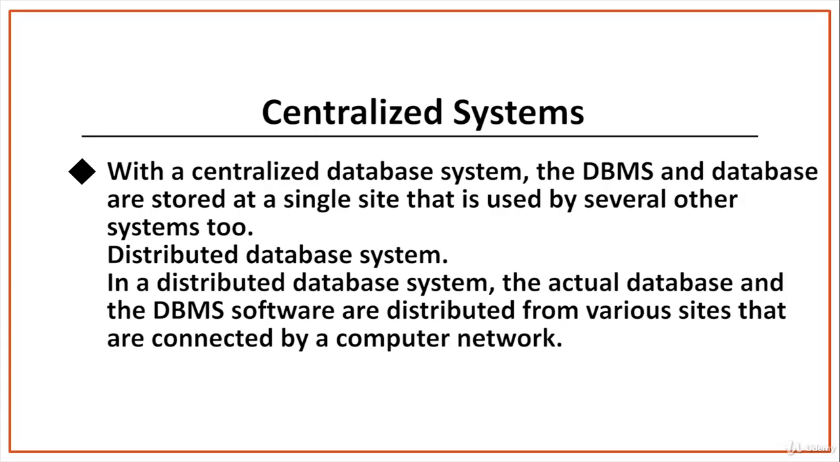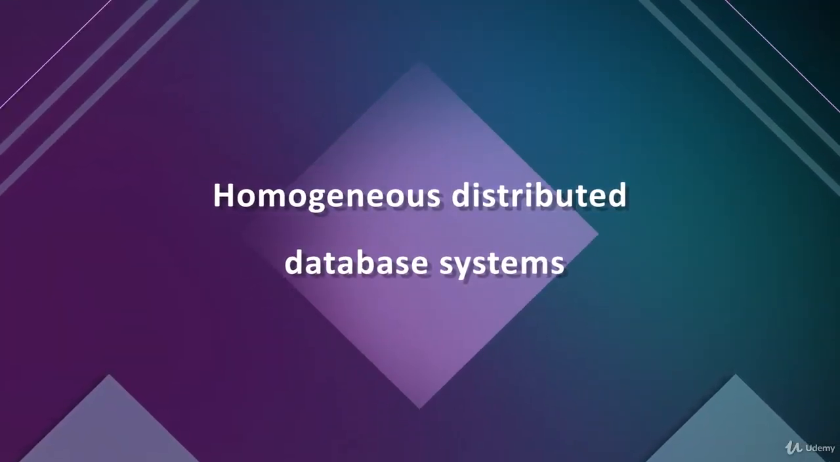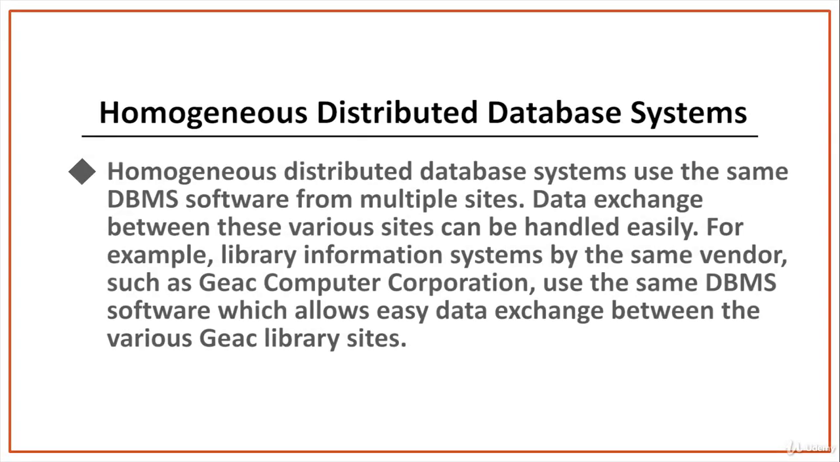In a distributed database system, the actual database and the DBMS software are distributed over various sites that are connected by a computer network. Third are your homogeneous distributed database systems. Homogeneous distributed database systems use the same DBMS software at multiple sites. Data exchange between these various sites can be handled easily. For example, library information systems by the same vendor, such as GIAC Computer Corporation, use the same DBMS software, which allows easy data exchange between the various GIAC library sites.